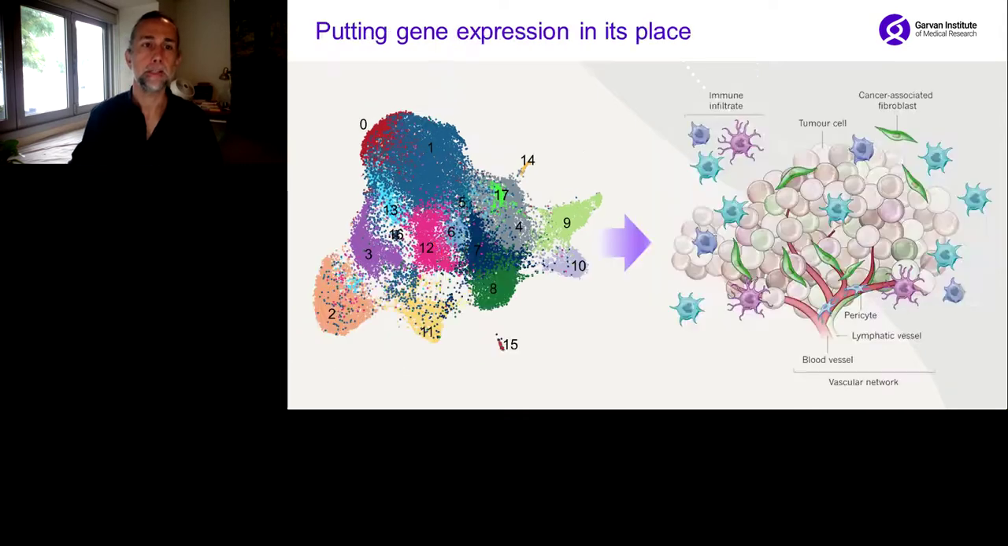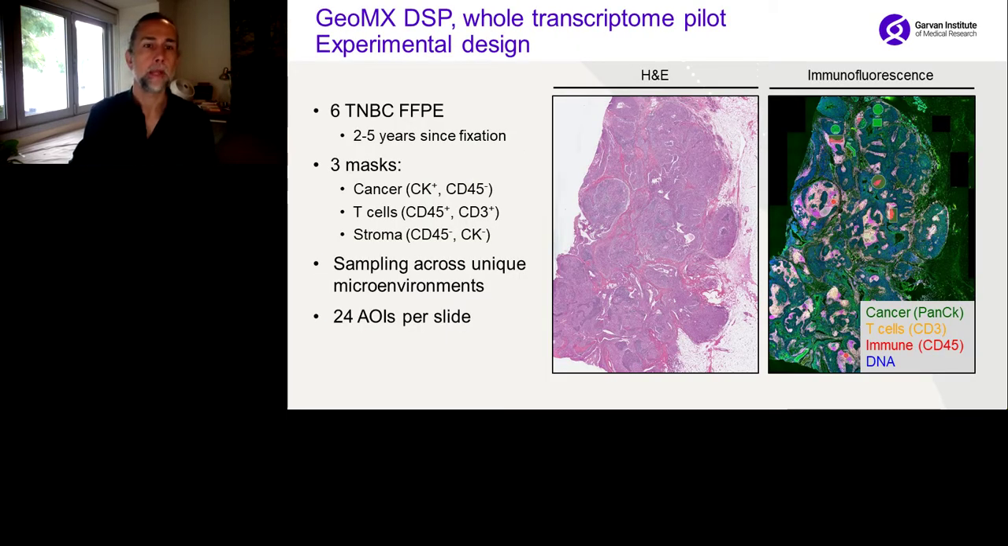So the challenge then is, how do we put this in its place? How do we take this data and start to understand how much of this diverse phenotype of T cells within every tumor is actually related to their location? And so we've been lucky enough to collaborate with Nanostring on a project piloting a really exciting new technology, which is their whole transcriptome assay.